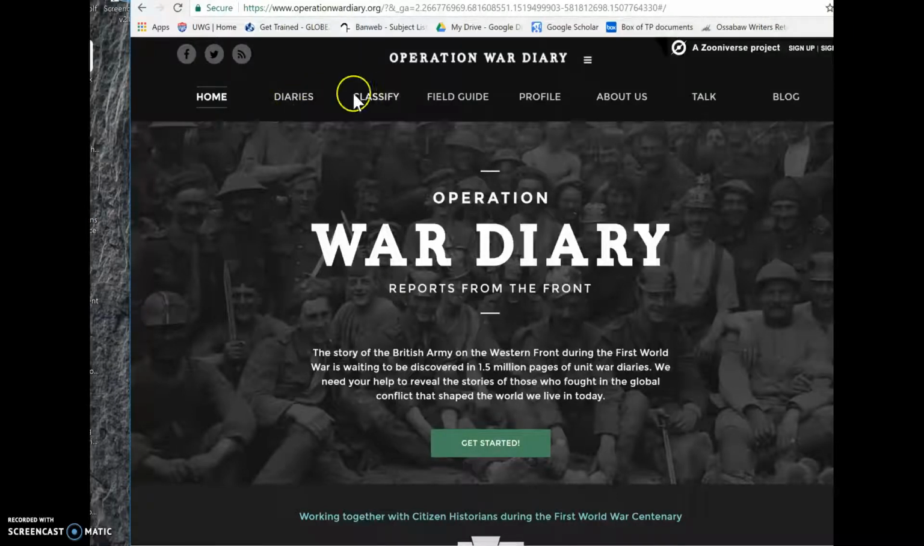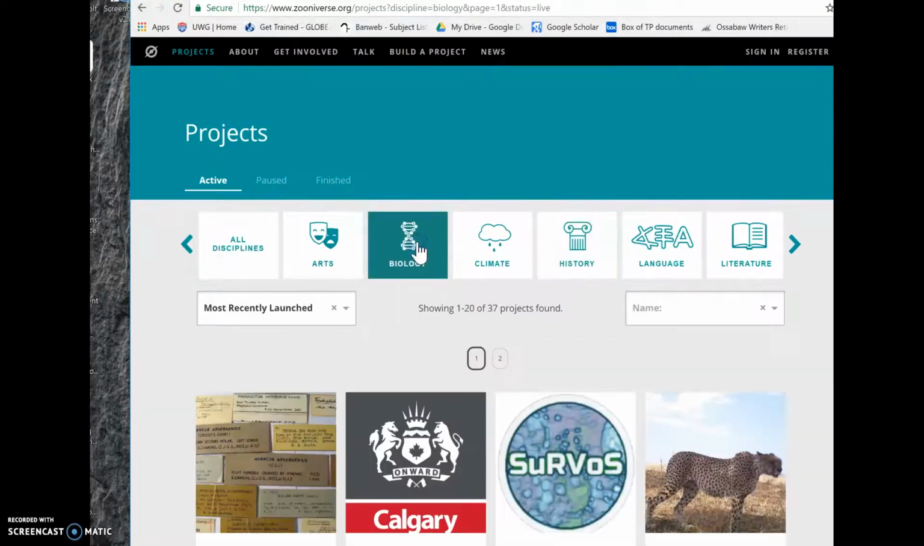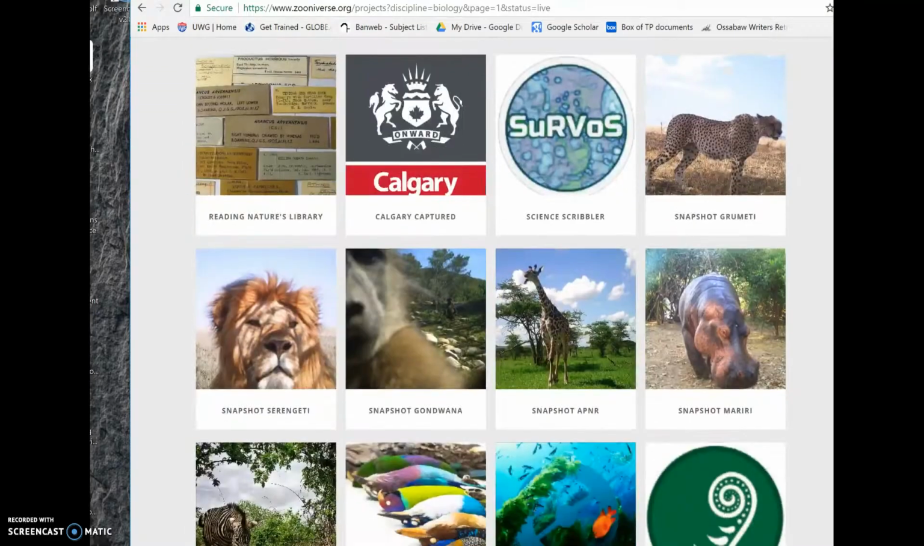Now, obviously, I could take us back to the Zooniverse page and look specifically at biology. And this is an interesting one. You can look at the Serengeti, you can look at various images and all that kind of thing, and have your students write about it.